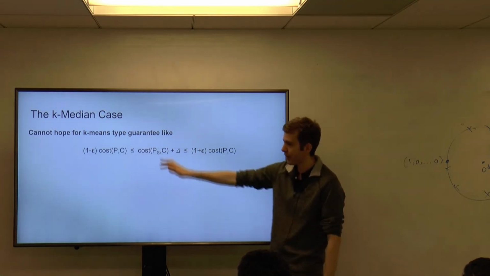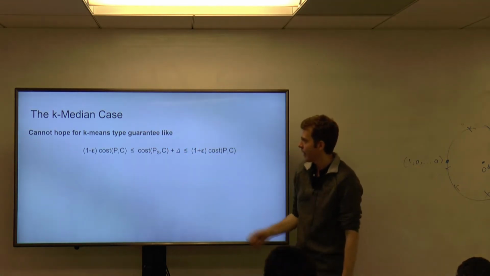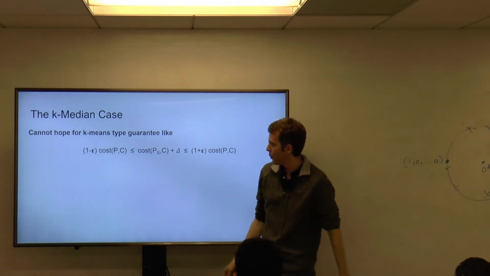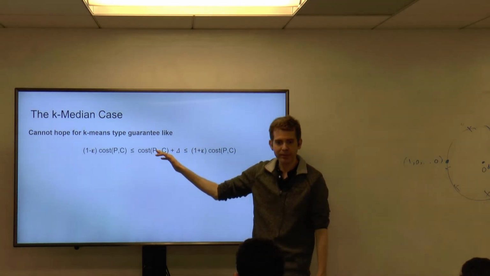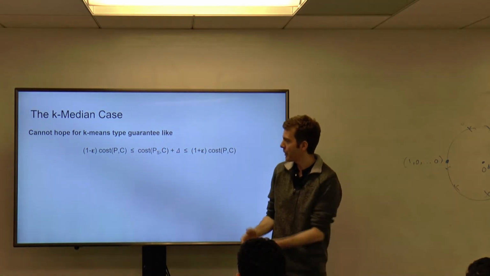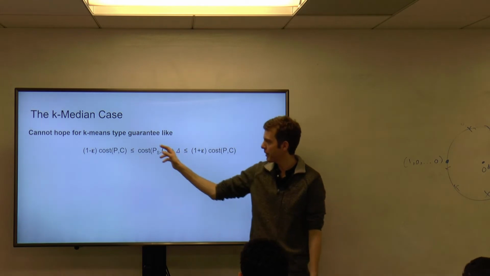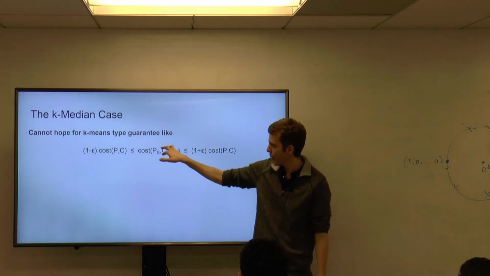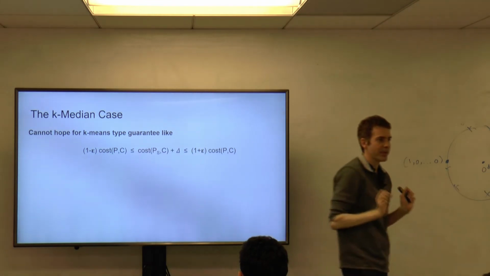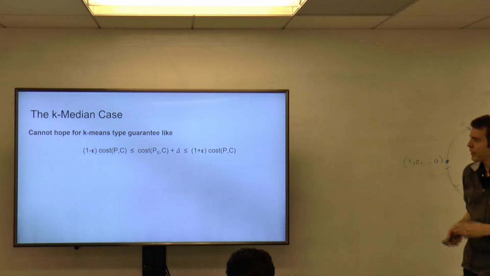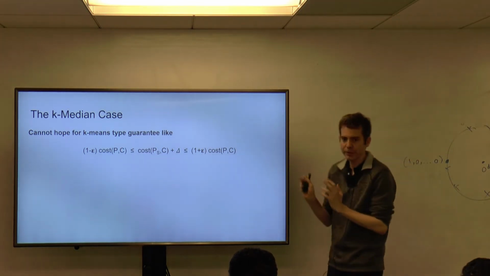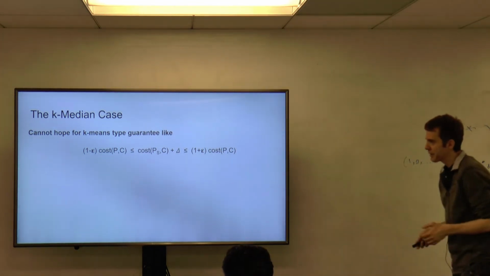You cannot hope for a K-means type guarantee of the following form, where what did we have for K-means? We found a low-dimensional space S. We projected all of our points onto it. And we said that our overall cost is the cost of moving those projected points to the query centers plus this fixed scalar. Okay? That's the type of guarantee we had for K-means. Already for one median, there's no hope of getting a 1 plus epsilon approximation of this form. And here's an example.